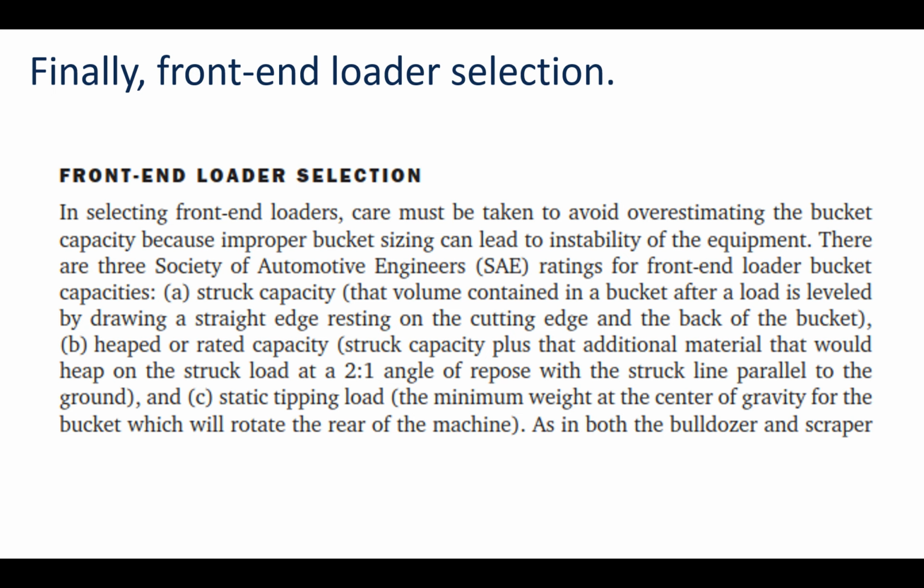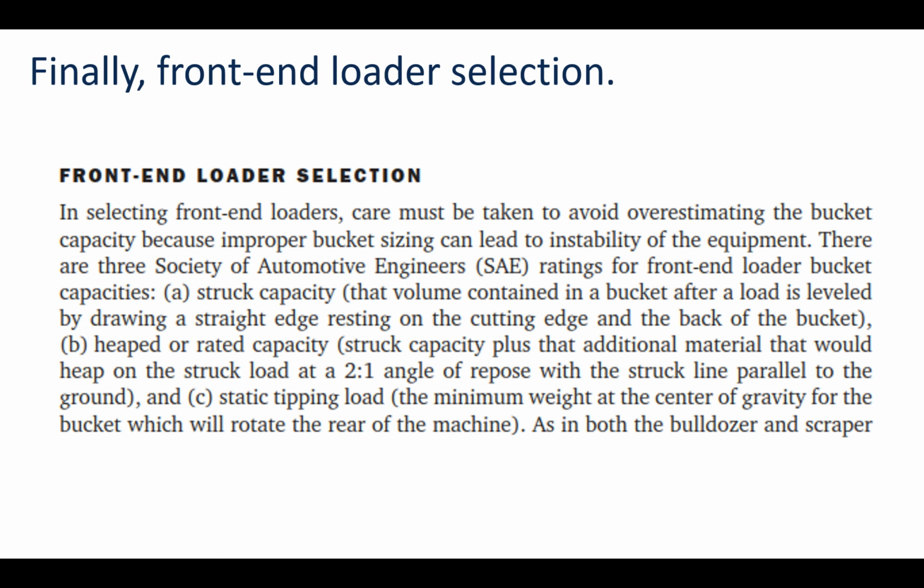B, the heaped or rated capacity. So this is like you just pick up a bucket full. It's the strike capacity plus whatever is heaped on there. That's the rated capacity for the front end loader. And then you have the static tipping load. So the minimum weight at the center of gravity for the bucket which will rotate the rear of the machine. So how much can you put in the bucket before it basically picks the back wheels up off the ground?